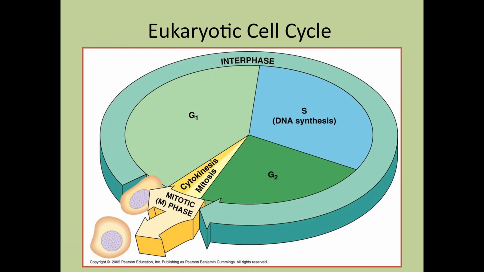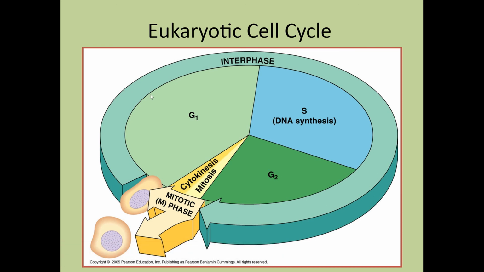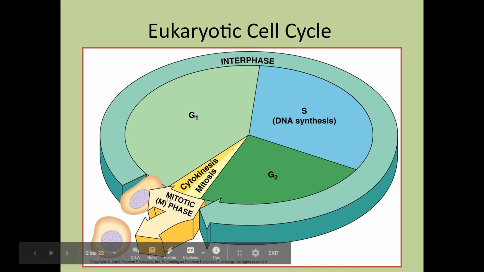So here's a visualization of a cell life. Okay, so as you could see, this kind of green rim around here is interphase. So this is 90% of cell life. And it's split up into G1, S, and G2, like we talked about before. This tiny little piece of the pie here is where mitosis and cytokinesis come into play. So only this little slice of the pie is when cells are actually dividing and replicating.